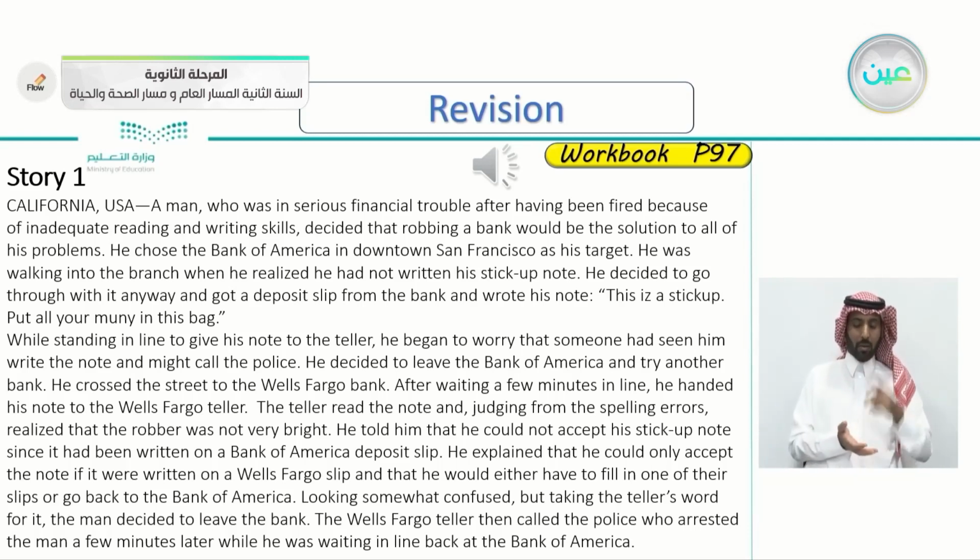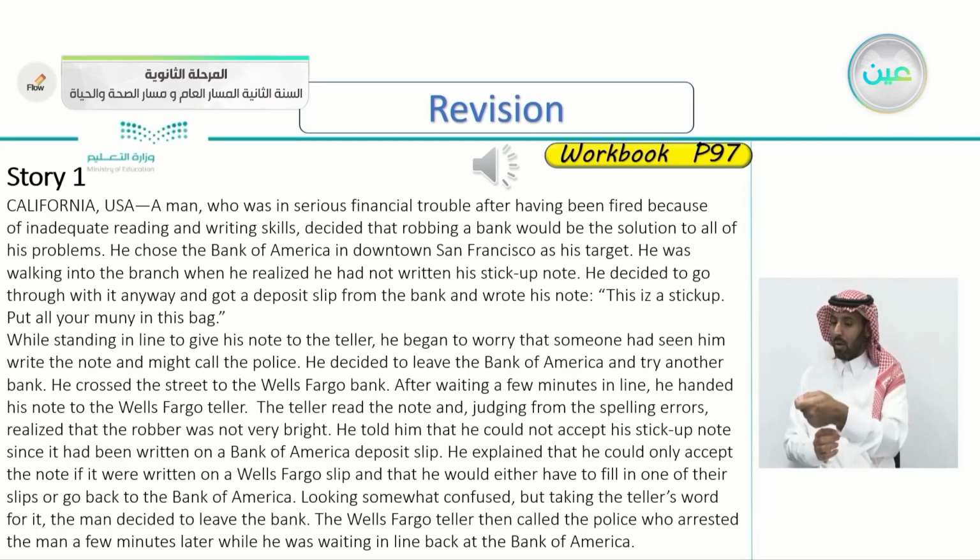He crossed the street to the Wells Fargo Bank. After waiting a few minutes in line, he handed his note to the Wells Fargo teller. The teller read the note and, judging from the spelling errors, realized that the robber was not very bright. He told him that he could not accept his stick-up note since it had been written on a Bank of America deposit slip. He explained that he could only accept the note if it were written on a Wells Fargo slip and that he would either have to fill in one of their slips or go back to the Bank of America. Looking somewhat confused, but taking the teller's word for it, the man decided to leave the bank.